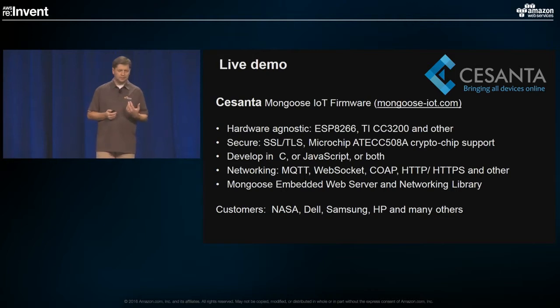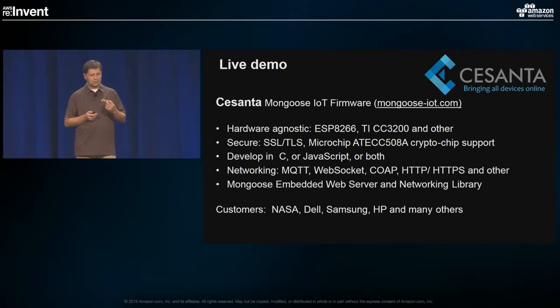What was interesting is that we challenged them a little bit to actually utilize that chip and use it together with the Microchip crypto module. What was interesting about it is that even the architecture is different. It's not ARM architecture, it's actually a Tensilica core on the ESP8266.